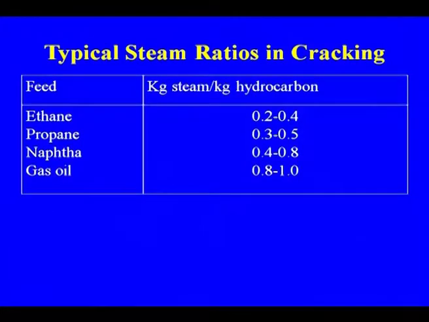As I told you, the amount of steam required depends on the temperature and on the type of feedstock, and the product you get from the furnace also depends on the feedstock you are processing. If you see the figure for ethane, propane, naphtha and gas oil, the steam requirement is highest for gas oil, lowest for ethane, then propane, and then naphtha.